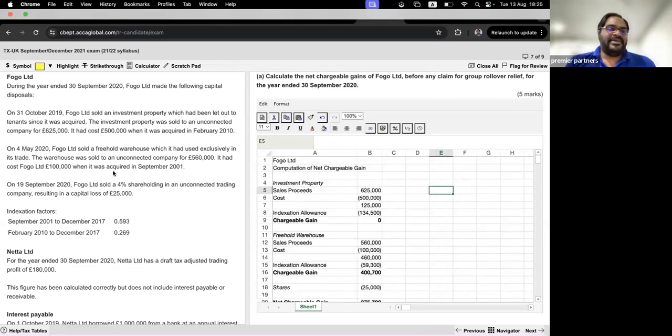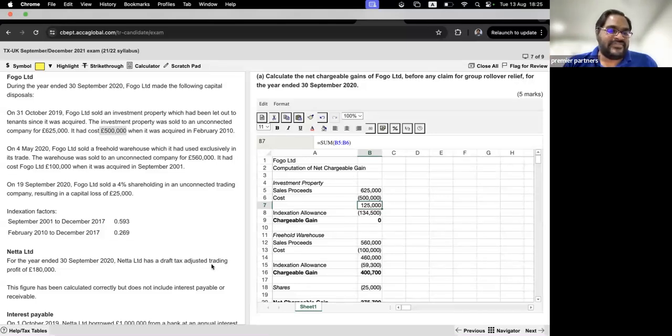I would say yes, because agreed, the disposal is happening in 2019, but indexation is based on the purchase date, right? It was purchased in February 2010, which is prior to 2017. So we can grant indexation allowance for this one. Sales proceeds 625,000. We have to take that. Then we have to deduct cost 500,000 from that, which leads to 125,000. So I did that part here: 625,000 minus 500,000, 125,000 would be the gain. That is without the indexation.